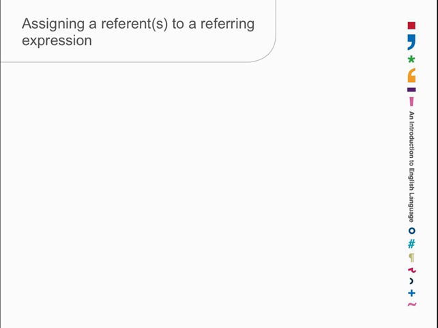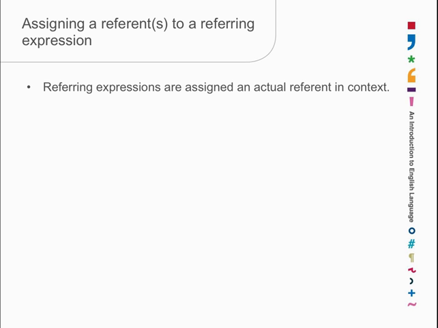This is something else we've looked at previously, which is how we assign reference to a referring expression, and we have looked at referring expressions previously. Referring expressions are given an actual referent in a context, so we can make a distinction between a referring expression, which is something in the language, part of the language code, and a referent, which is assigned to it only when we have an utterance, and that utterance is produced in a context.